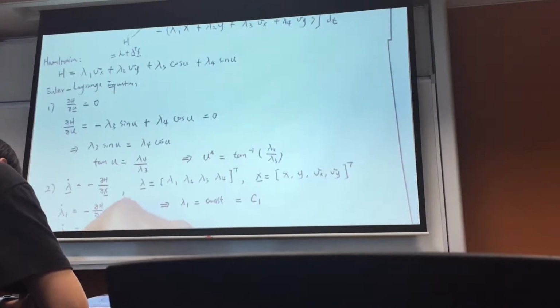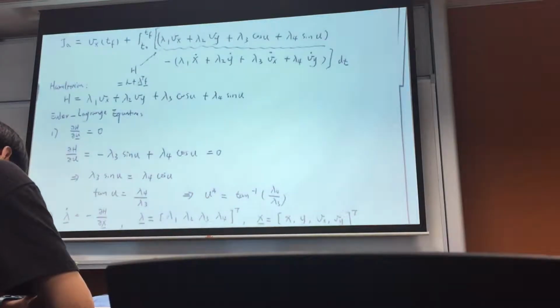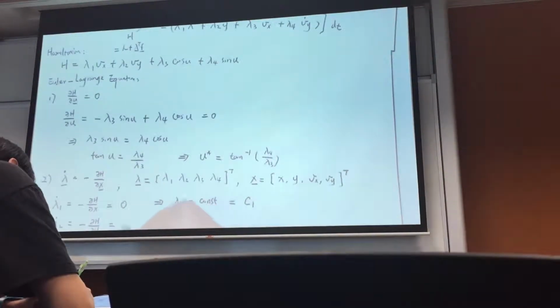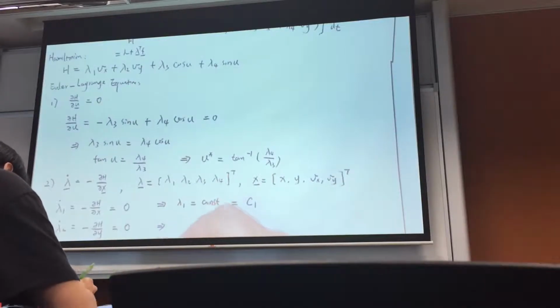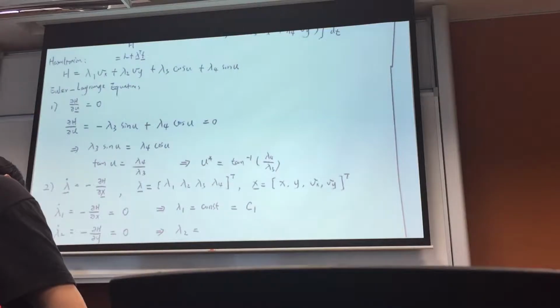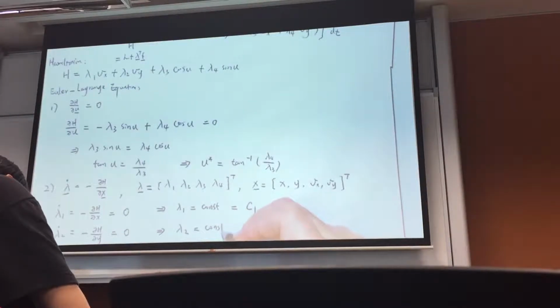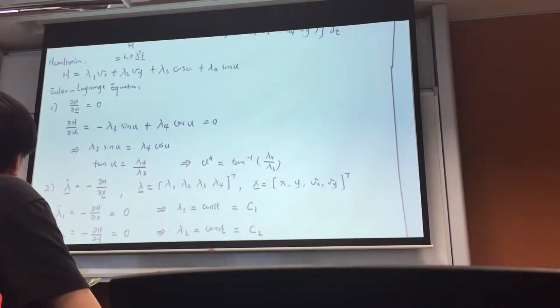So lambda 2 dot equals minus dH/dy. Again, the H has nothing to do with y. So the dH/dy also equals 0. From this one, we can derive that lambda 2 is also a constant. So assume we have this constant to be C2.